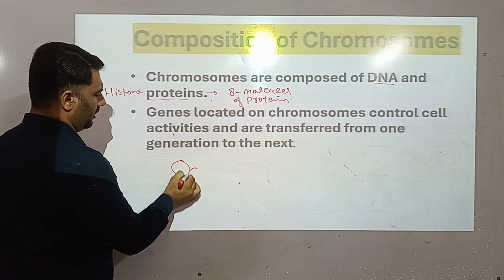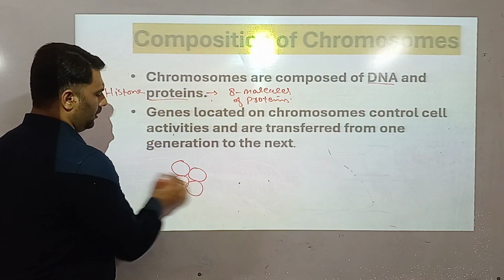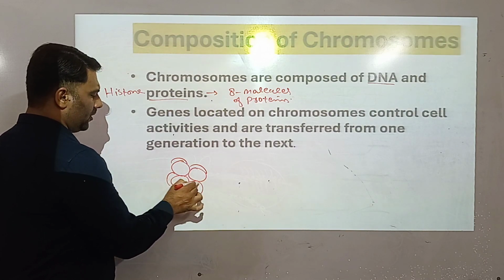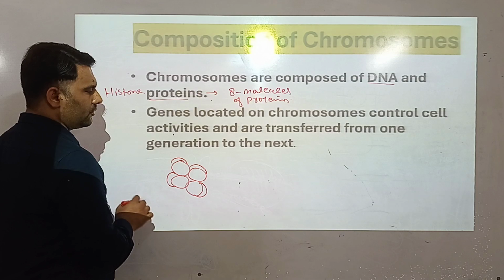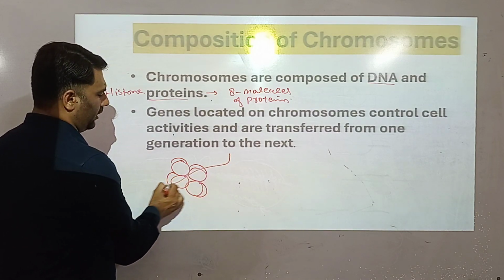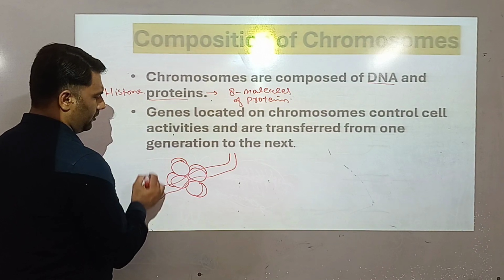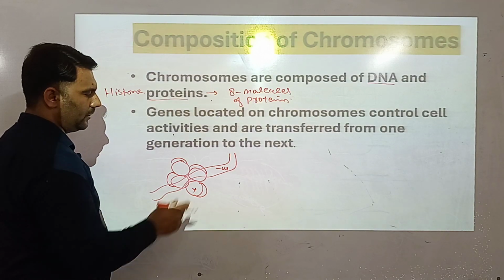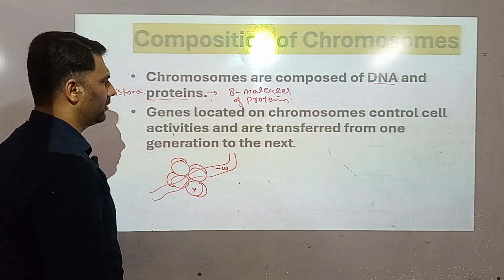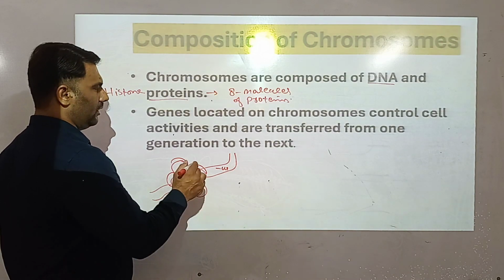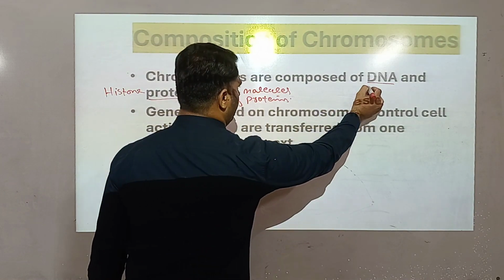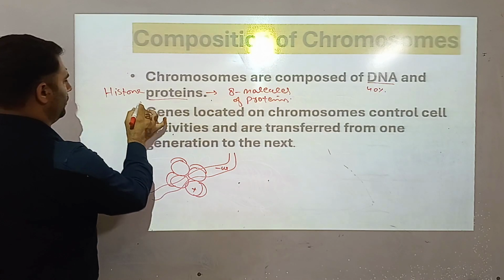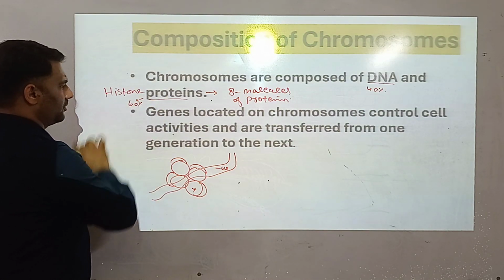For example, there are 4 molecules of histone protein in the front and 4 present on its back side. In total there will be 8 histone proteins, and there will be a DNA thread attached to it. DNA is negatively charged and this protein is positively charged, that is why the opposite charges attract each other. So the composition is of two things: DNA is present about 40%, and the histone protein is present about 60%.